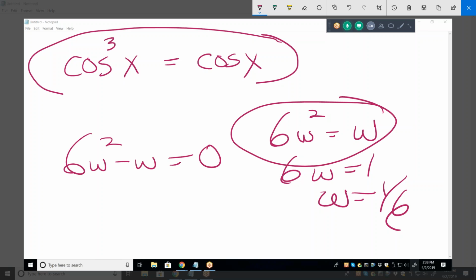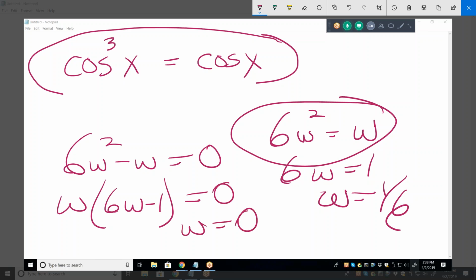Now factor it out, and now you get both solutions. You get w equals 0, and you get w equals 1/6. So it's exactly the same principle, whether it's trig or algebra. If you are dividing both sides by something that might be 0, be careful. It'll work, but you will lose a solution if 0 happens to be one of them.